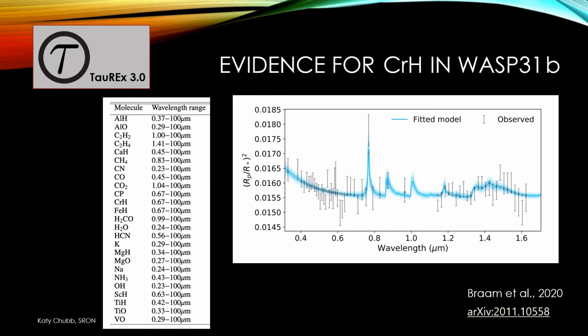there was some evidence for chromium hydride. However, for both this study and the last one, these are really only hints that these species could be present in these atmospheres. And in order to confirm and to place tighter constraints on their abundances, we really need data observed over a wider wavelength region, and ideally also complementary high-resolution observations, which are typically taken using ground-based telescopes.